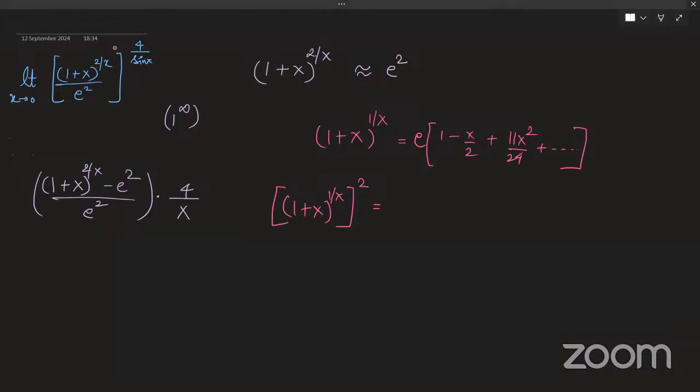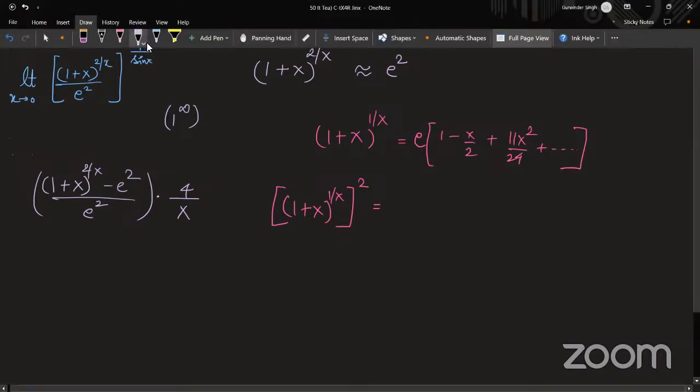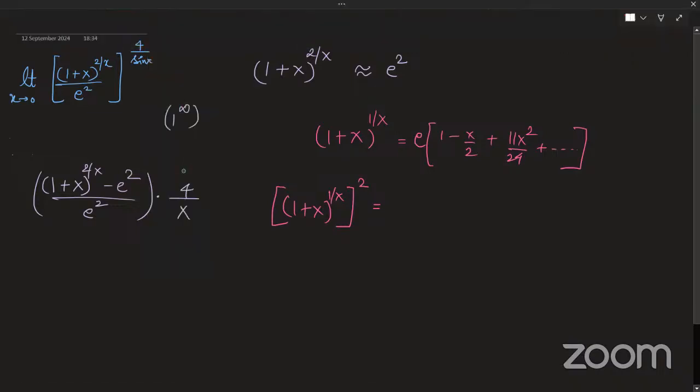Squaring on both sides. Yeah, I mean, squaring on both sides, but your right-hand side is an infinite expansion. It is an infinitely long series. How will you take the square of an infinitely long series? What will you do? Can you think?